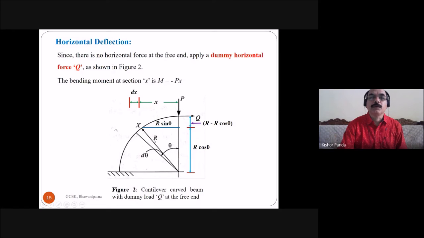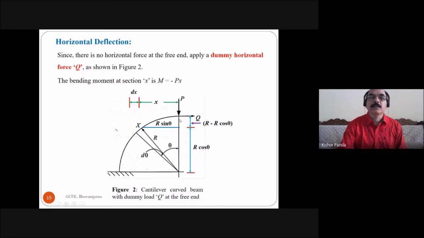Sin theta is equal to this by this, so this is equal to r sin theta. And what is this length? This length is your r cos theta, because when you take this angle as theta, cos theta is equal to this side by this side, because this is the radius r. Then this length is equal to r into cos theta.